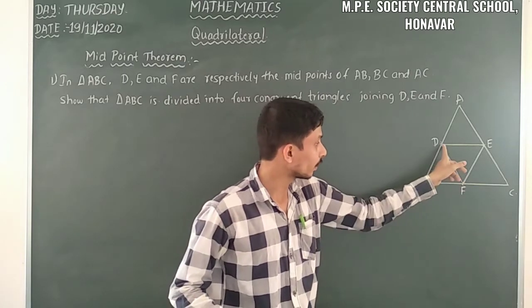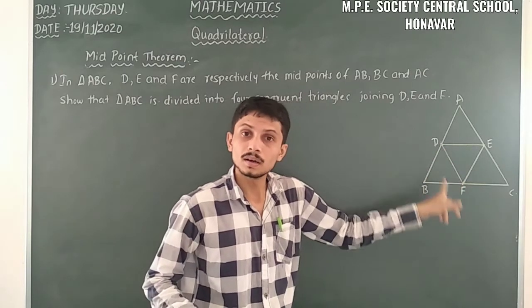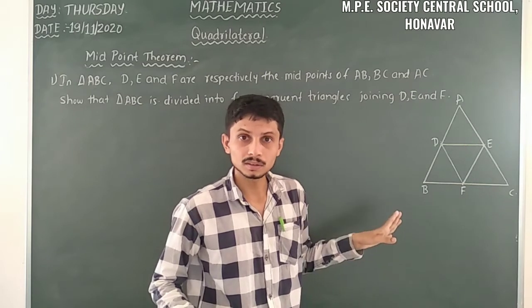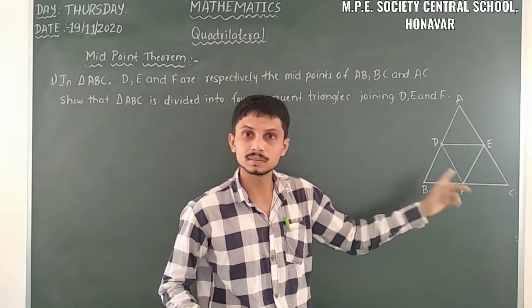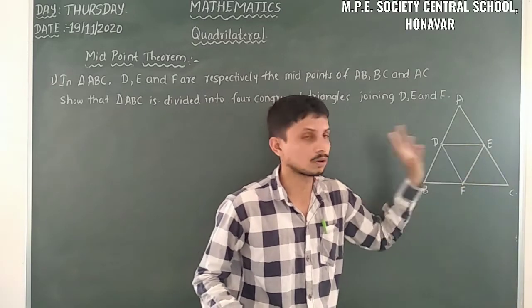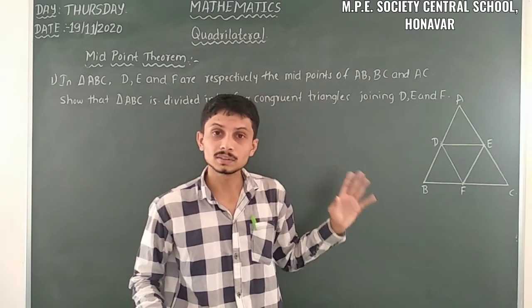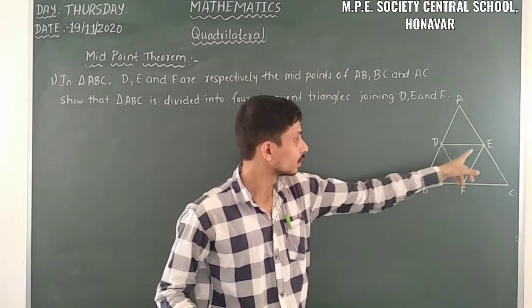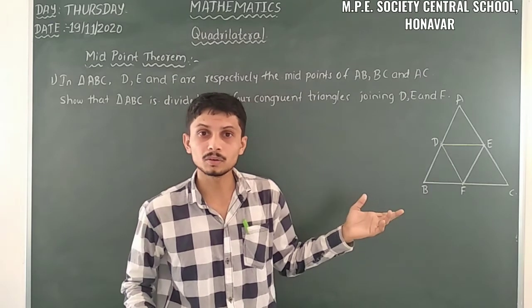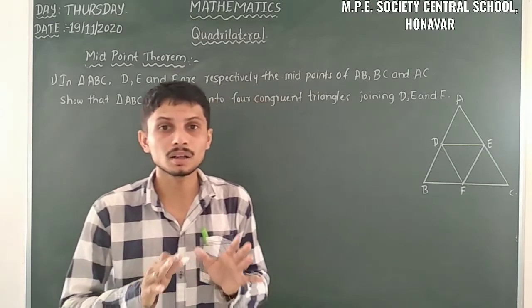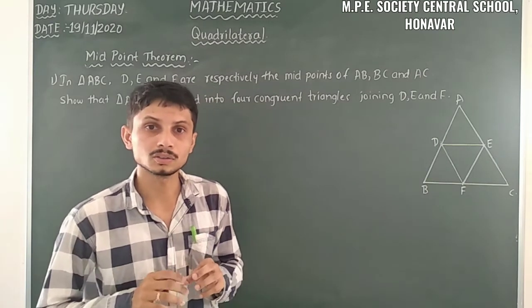So in that, when we consider DF as a diagonal, the diagonal of a parallelogram splits it into two congruent triangles. So these two are congruent. Likewise we take EF and DF. After that we come to the conclusion that all four triangles are congruent. So let's take that one.